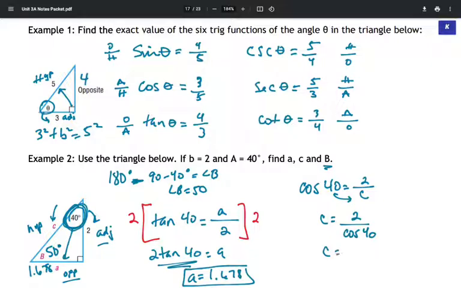All right, and then I'm going to type that in my calculator, and I get 2.611 when I do that. And that should be the biggest side because it's across from the biggest angle. And it is, so we did that right. All right, let's do another example.